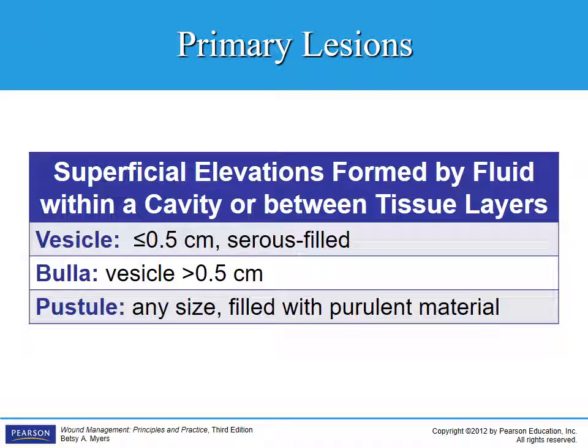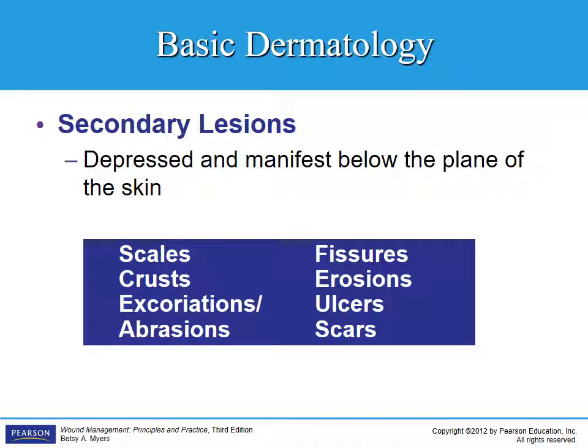Superficial elevations formed by fluid within a cavity or between tissue layers are the ones like your blisters: vesicles, bulla, pustules. Again, the name depends on the size, and it also depends on what they're filled with, because a pustule would be filled with pus or any kind of purulent material. Secondary lesions are depressed and below the plane of the skin, such as scales, crust, excoriations, abrasions, fissures, erosions, ulcers, and scars.